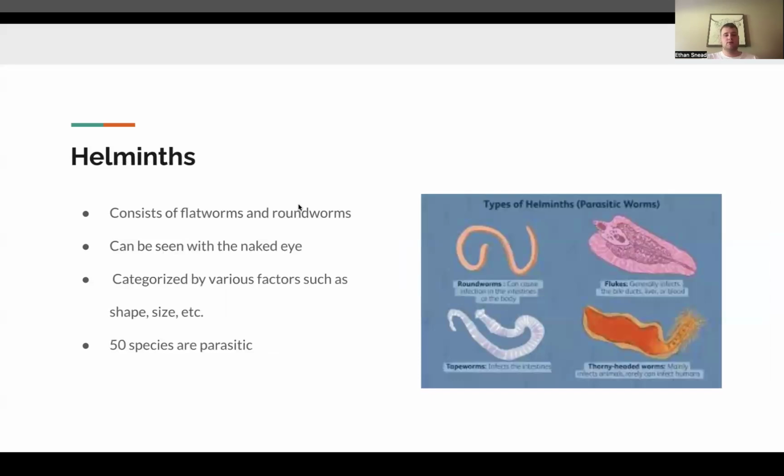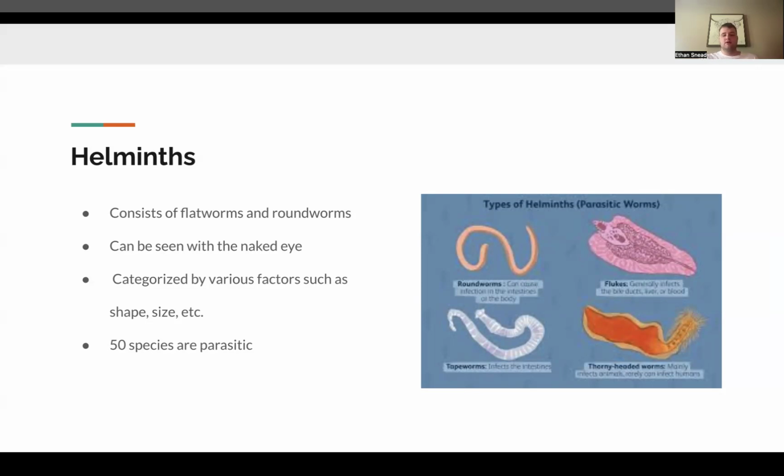Our final type of eukaryote we're going to talk about today are helminths. Helminths consist of flatworms, which are things such as tapeworms and roundworms. Helminths are the only type that can be seen with the naked eye, with the largest type of flatworms being tapeworms that can grow upwards of 25 meters in length, and the smallest type being roundworms, as they can be as small as 1 millimeter.